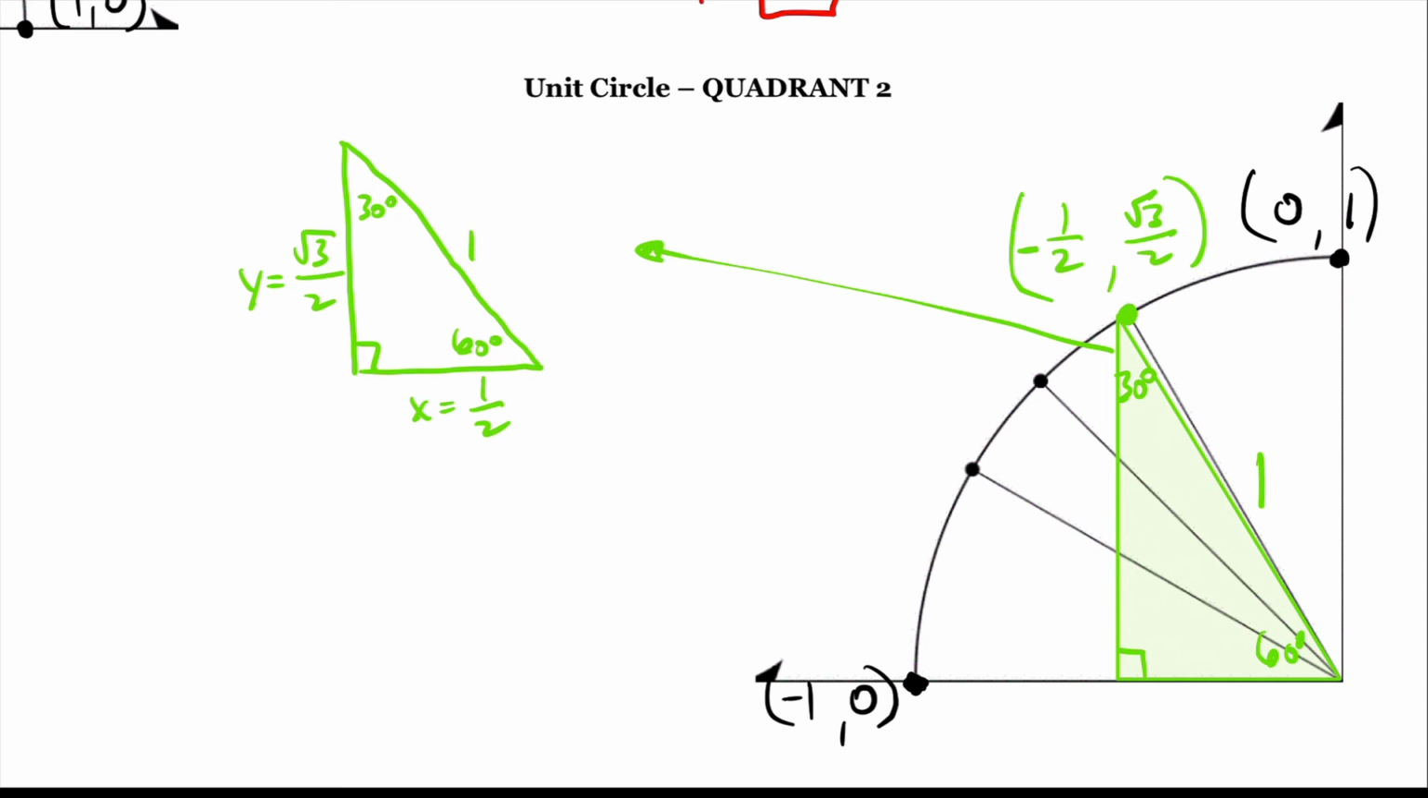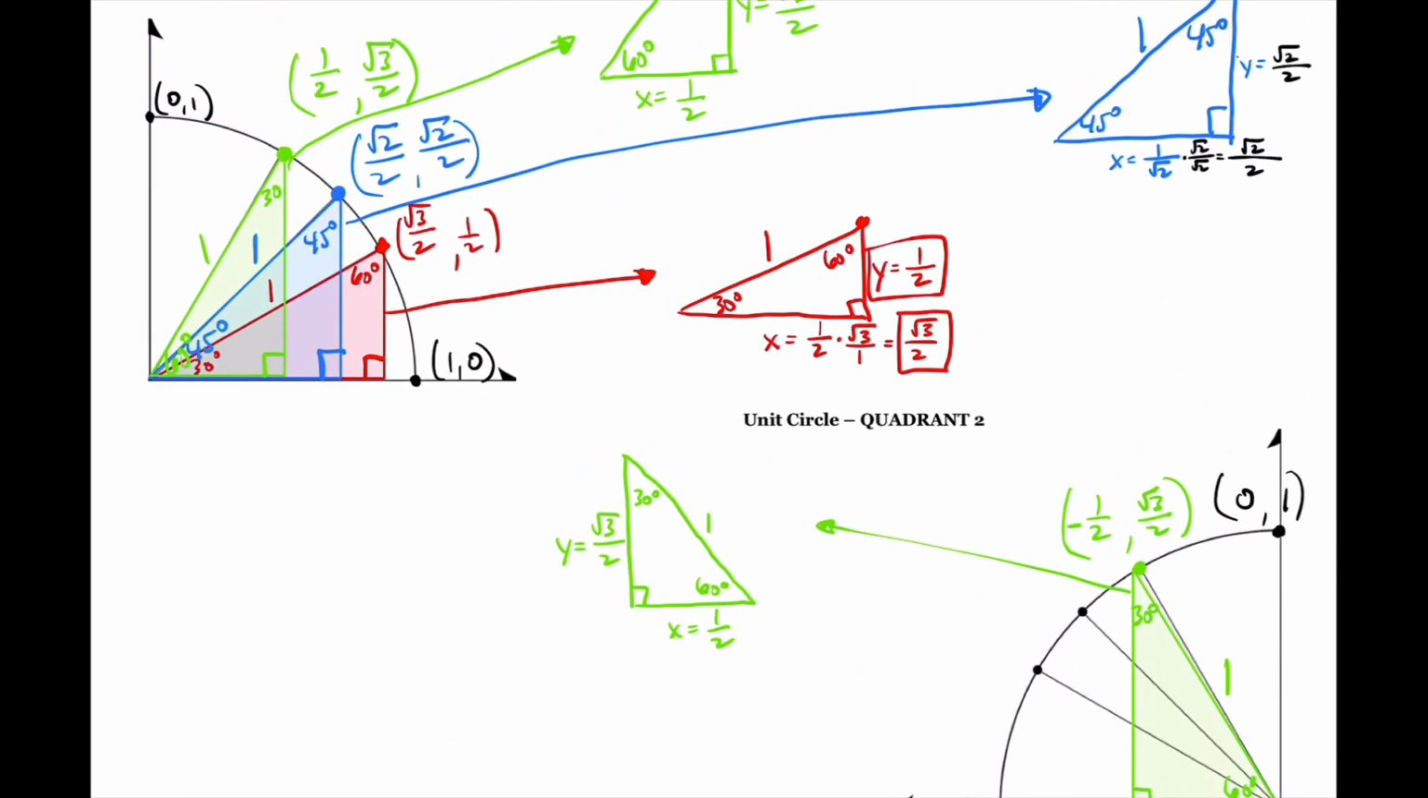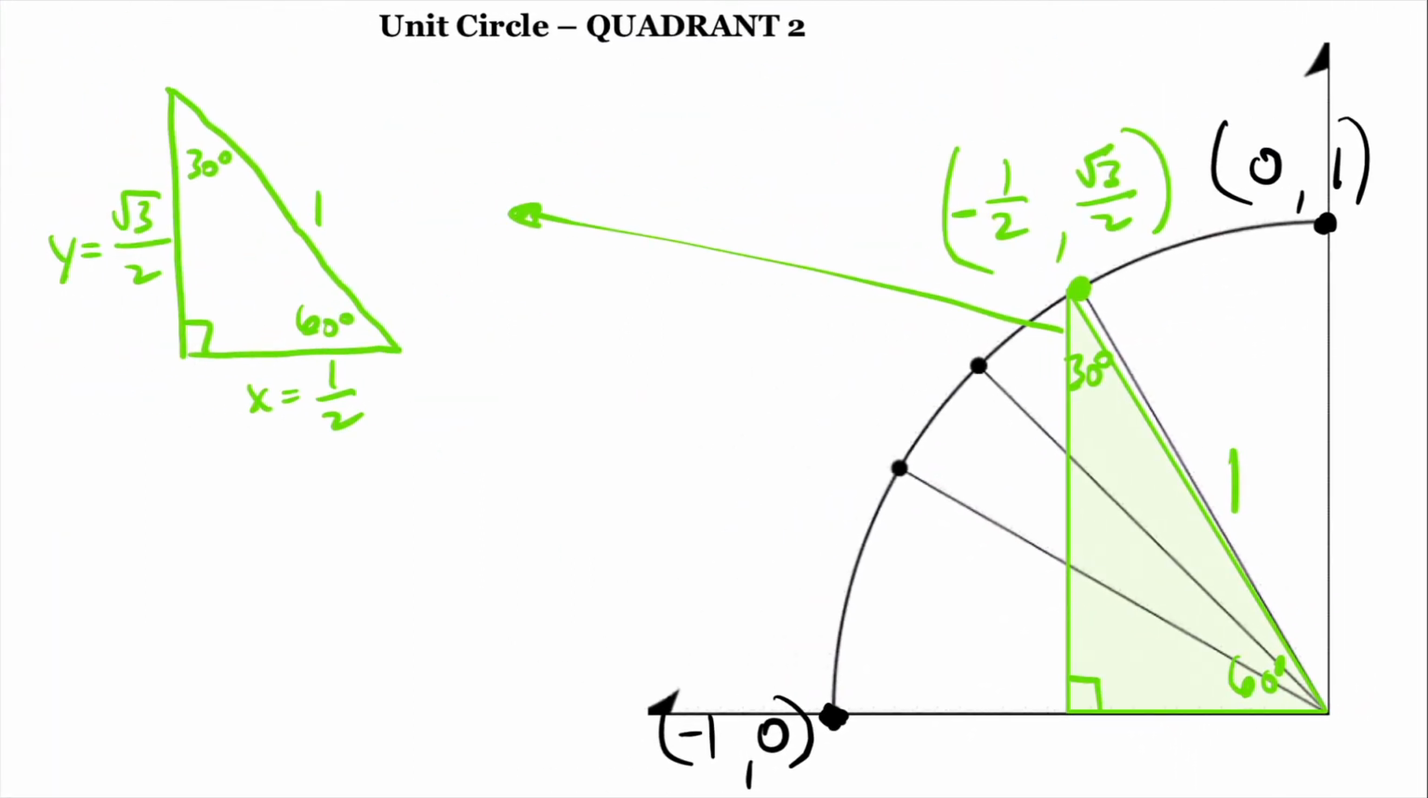That point looks familiar. I had it up here. There's a reason I used green again. Because isn't it the same here? The only difference is X was positive in quadrant 1. X is negative in quadrant 2. Now what I want you to do is find the other two dots. This one was blue. This one was red.